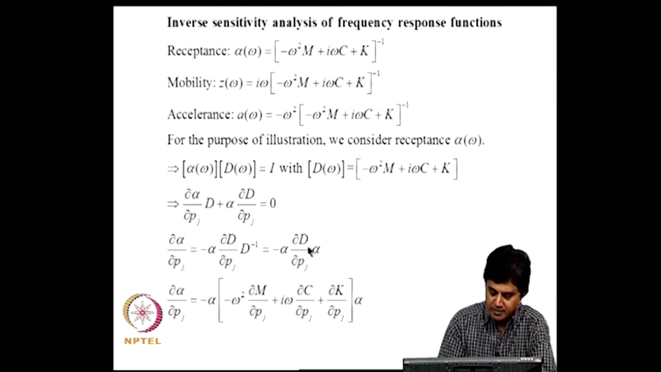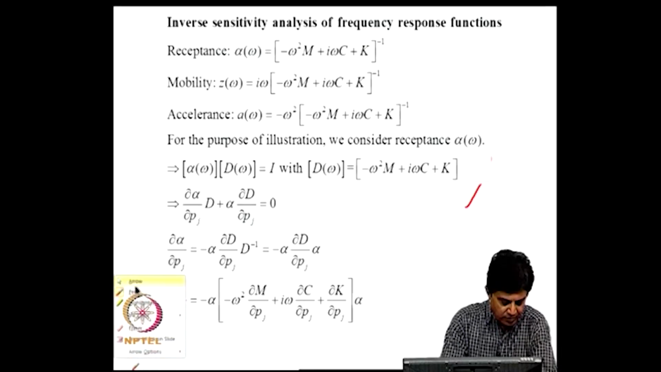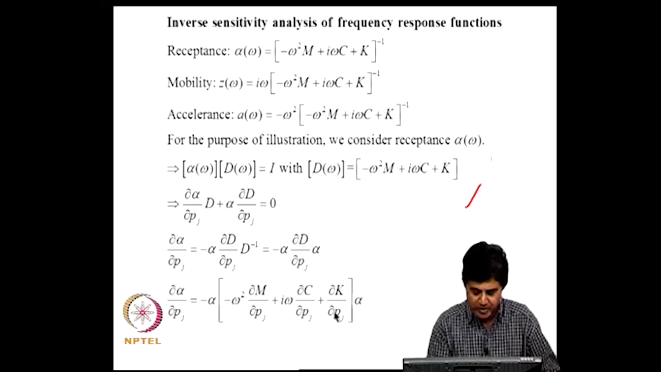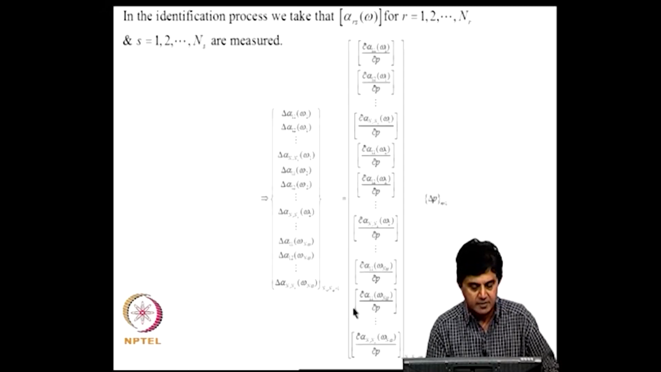D is known, we can now differentiate D and find out this quantity. Therefore, I have got dou alpha by dou pj as given by this.